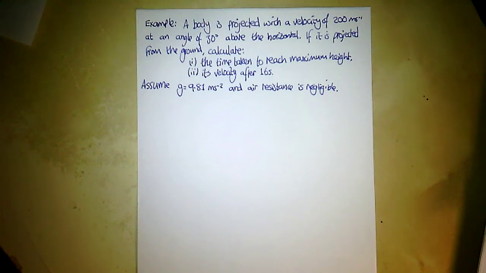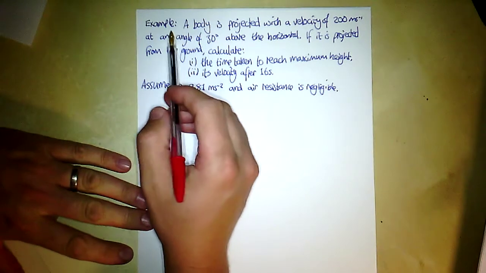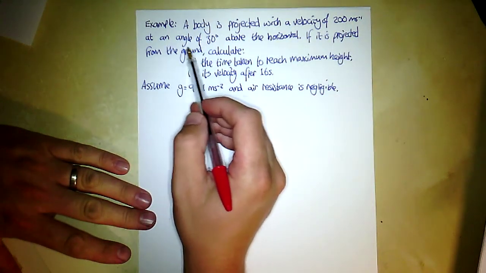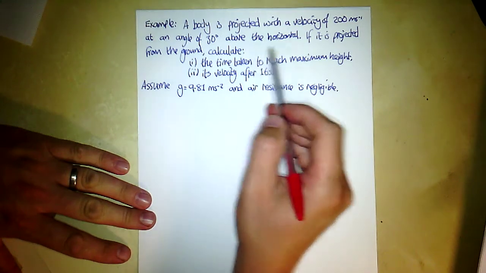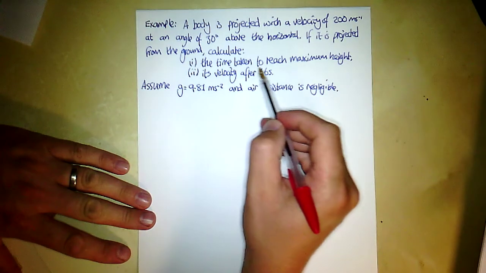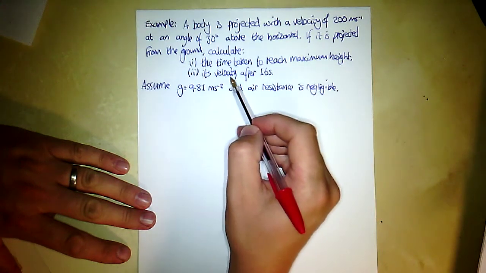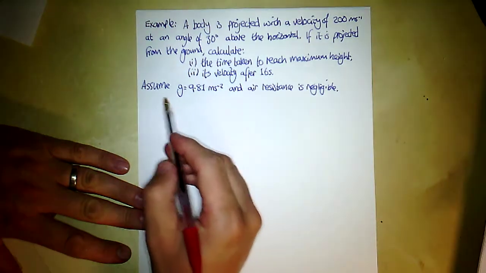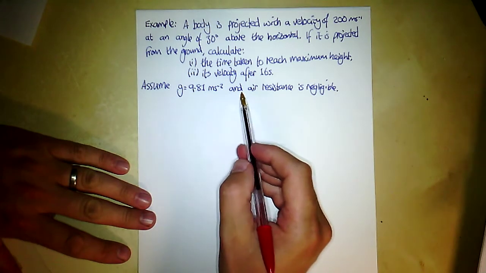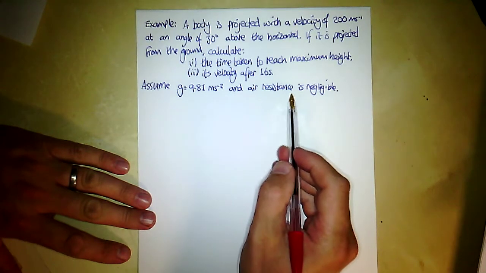This is a worked example for a projectile motion question. So, our example: a body is projected with a velocity of 200 meters per second at an angle of 30 degrees above the horizontal. If it is projected from the ground, calculate 1. The time taken to reach maximum height, 2. Its velocity after 16 seconds. Assuming gravity is 9.81 meters per second squared and air resistance is negligible.